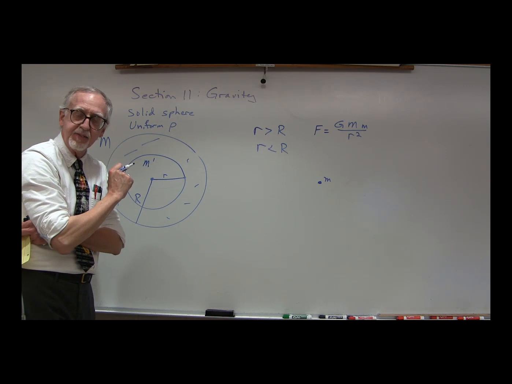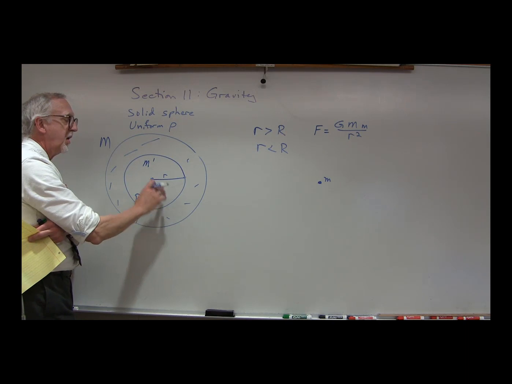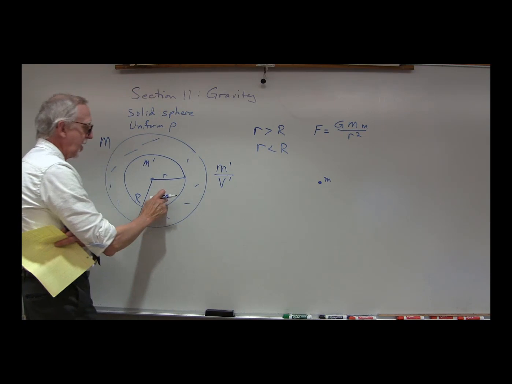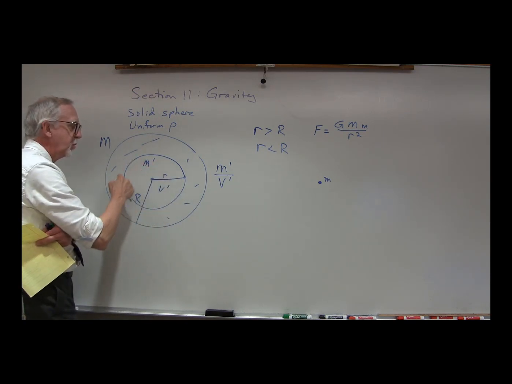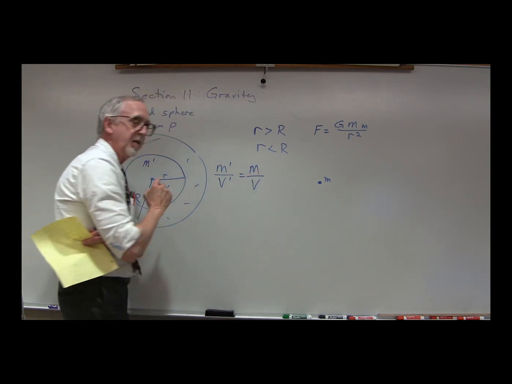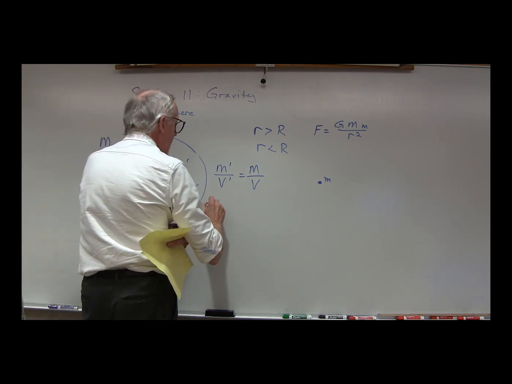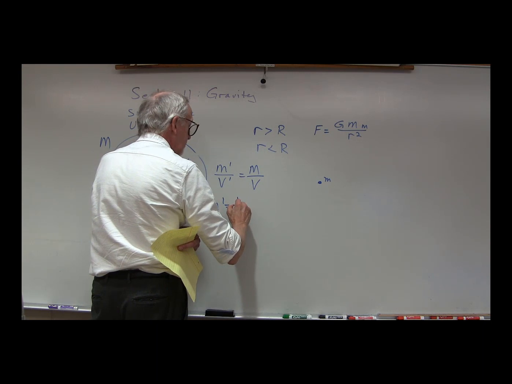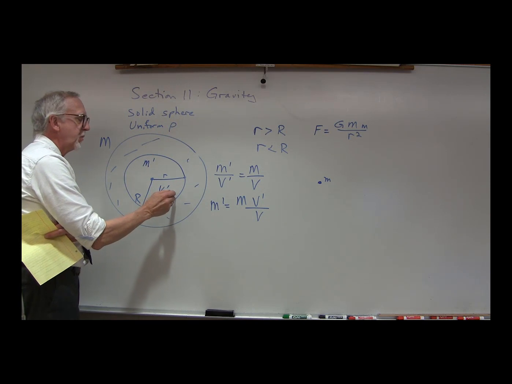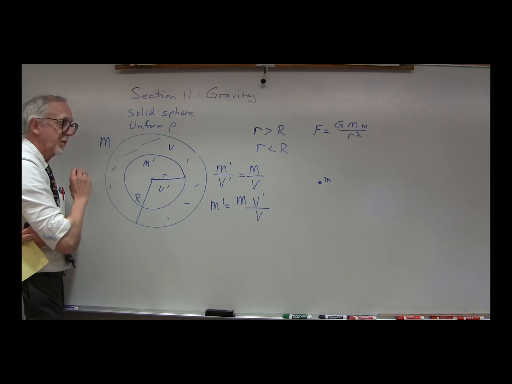Assuming we have a uniform density, in other words, mass per volume ratio, the mass in here will depend on how much volume we have. In other words, m prime over v prime, where v prime is this volume within our radius of r, should be the same as the total mass over the total volume. This is basically just saying the densities are the same, constant density. So m prime is going to be equal to the total mass times v prime over v. In other words, what's the ratio of the volume within our radius to the total volume v?